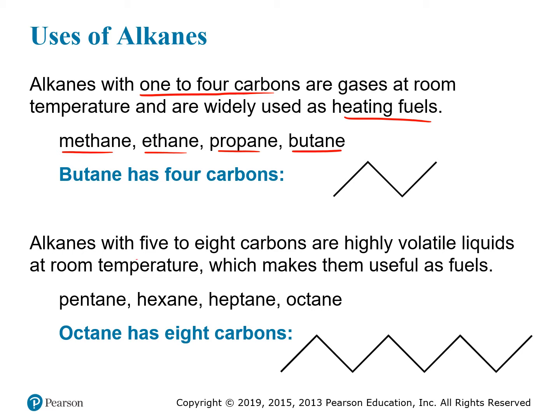Alkanes with 5 to 8 carbons, pentane, hexane, heptane, and octane, tend to be liquids at room temperature, although they're relatively volatile, meaning they have low boiling points and can evaporate relatively easily. But still, these are useful as fuels. In fact, octane is the primary component of gasoline.